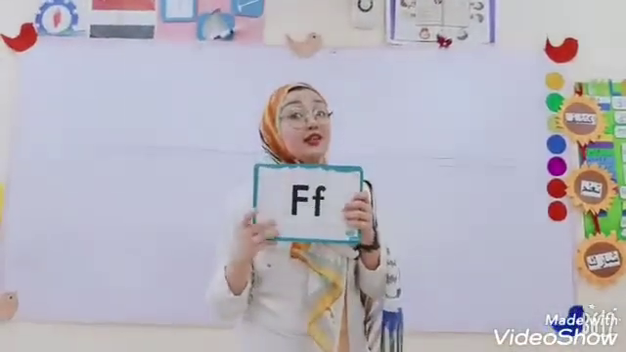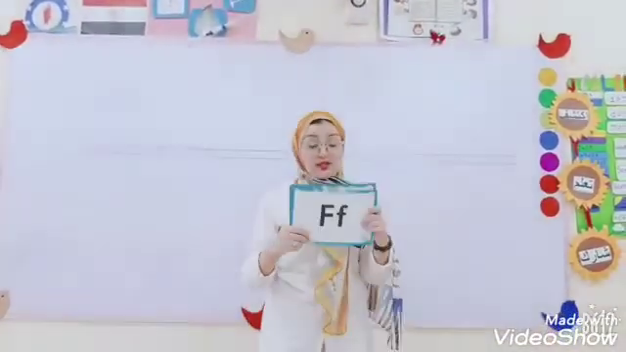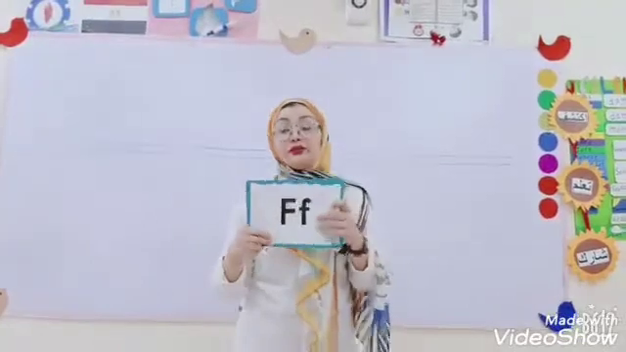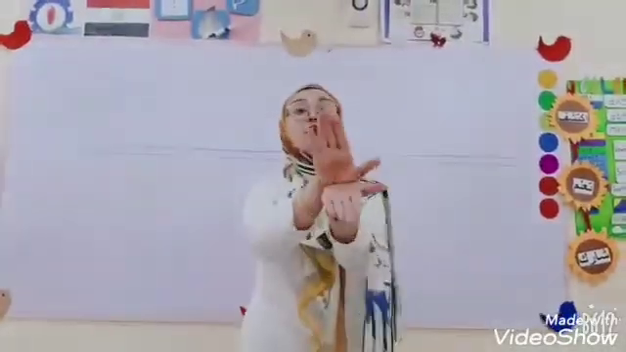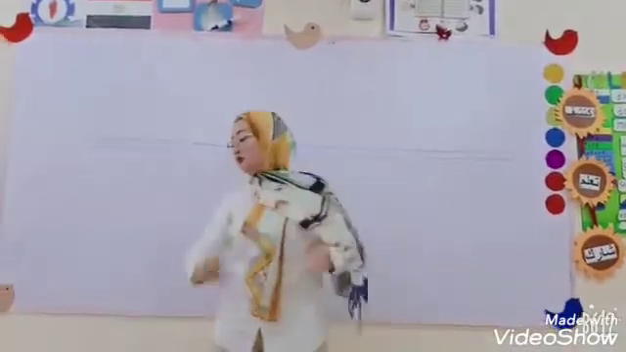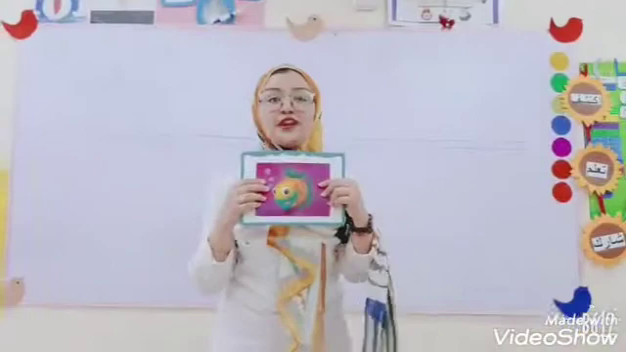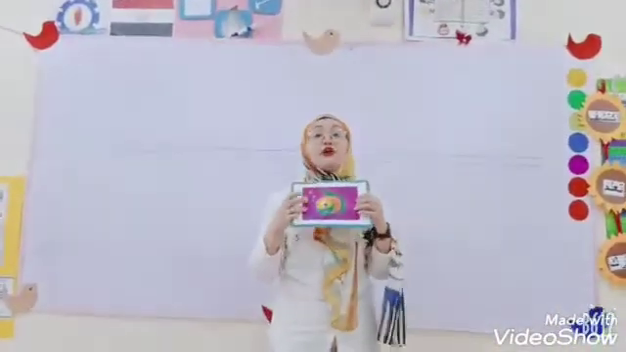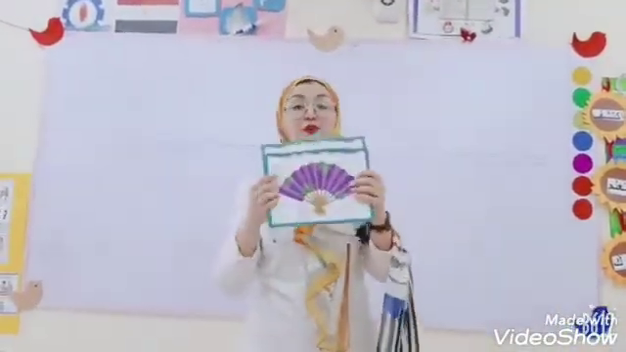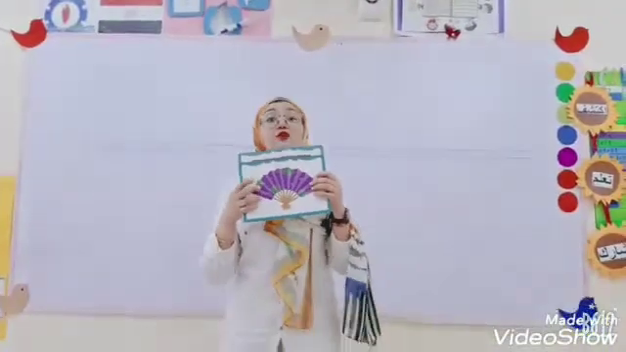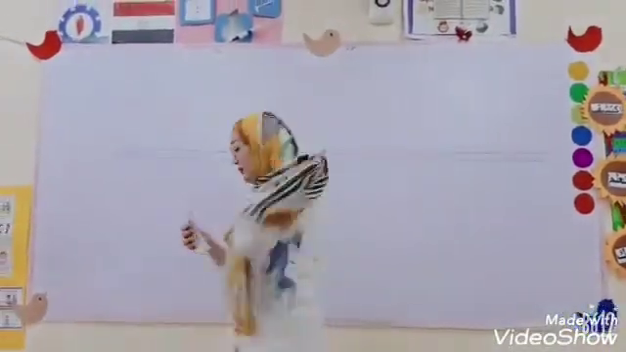The next letter. What's this letter? Who knows what's this letter? F. What are the sound and action of letter F? Very good. What's this? Fish. Excellent. Fish. Very good. Fan. Fan. Very good.